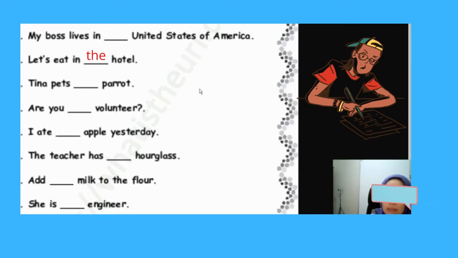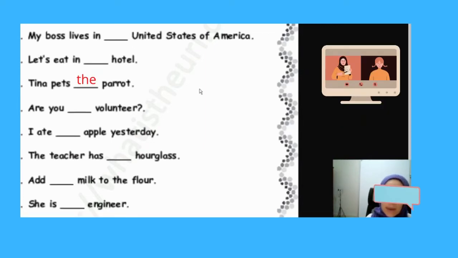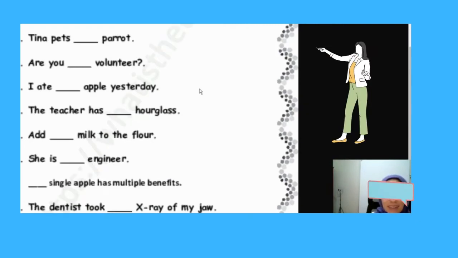Let's eat in the hotel. Why do we use the? Because we are talking about a specific hotel that we want to eat in. Number 3. Tina pets the parrot. Why the parrot? Because we are focusing on a specific parrot that Tina has. Now it is your turn to do the rest of the questions.